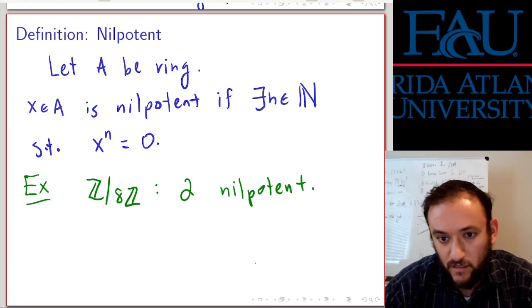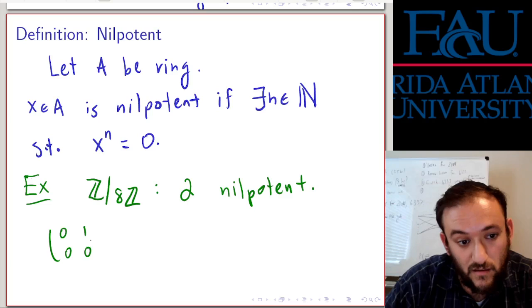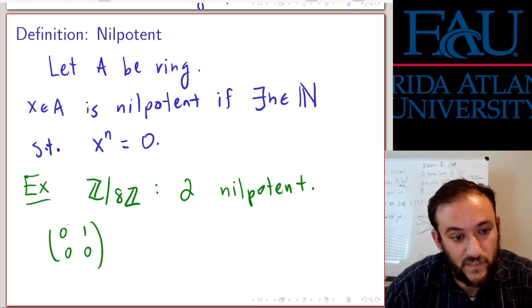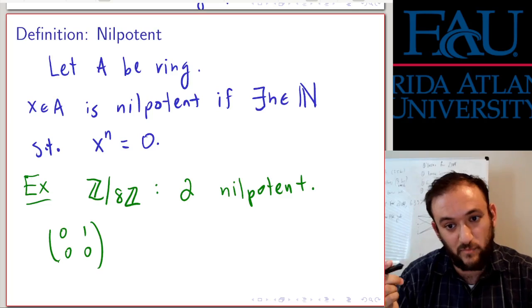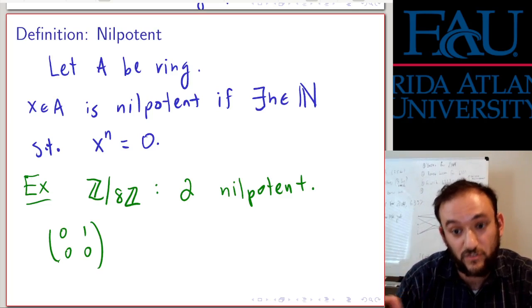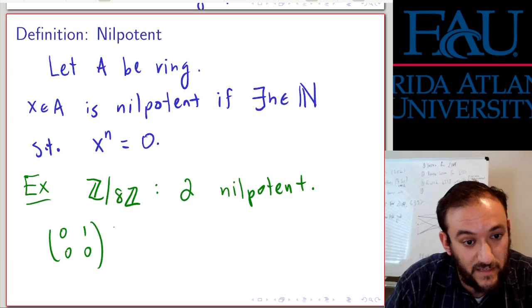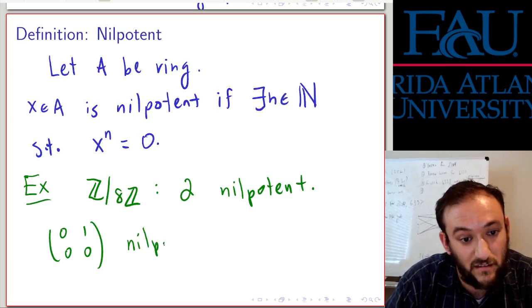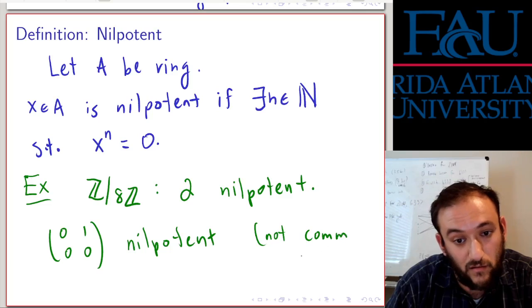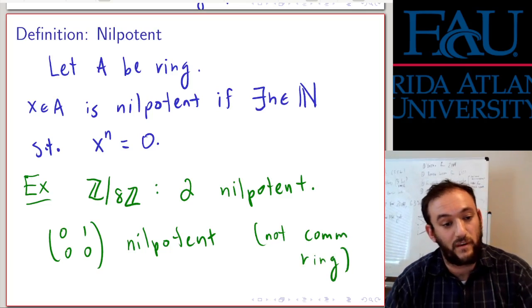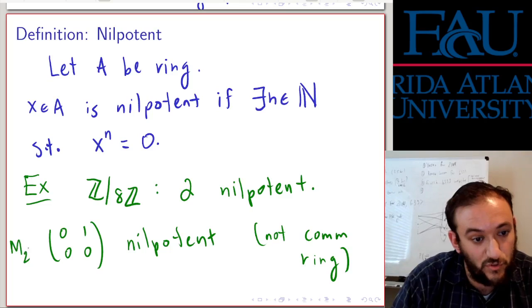Another example, which is not in a commutative ring, is the 2 by 2 matrix 0, 0, 1, 0 (rows 0 1 and 0 0). When you square this matrix, because it's essentially mapping the second basis vector to the first basis vector, and the first basis vector to 0, if you do that twice, everything gets mapped to 0. So this is also a nilpotent element, though we should note this is not a commutative ring. Okay, and this is in M2 of R, let's say.